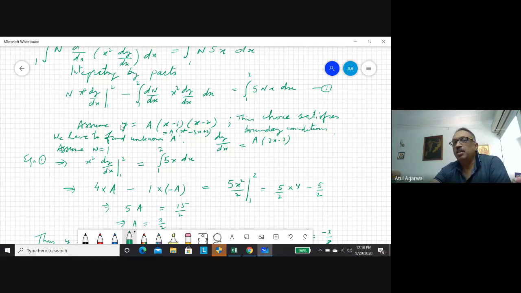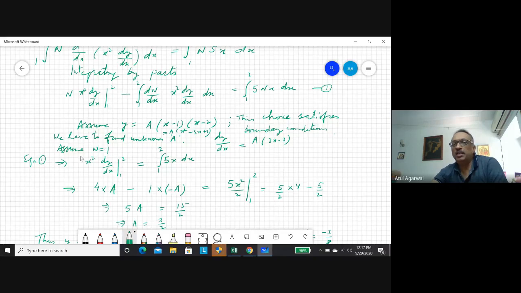Suppose we take our y as this, a into x minus 1 into x minus 2. Now you see, we can put x equal to 1, we get 0, x equal to 2, we get 0. So in this case we have only one unknown, that is a. We have chosen a global solution for y over the domain between x is equal to 1 and 2. Now we have to find this unknown a. What is the derivative of this y? We can calculate it directly from this choice of our y.